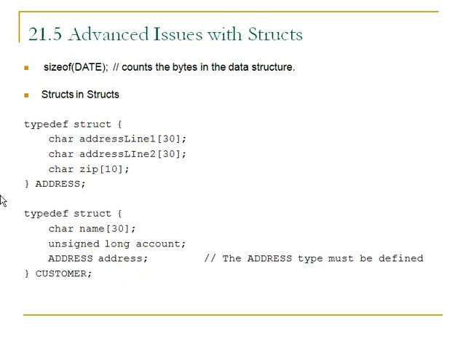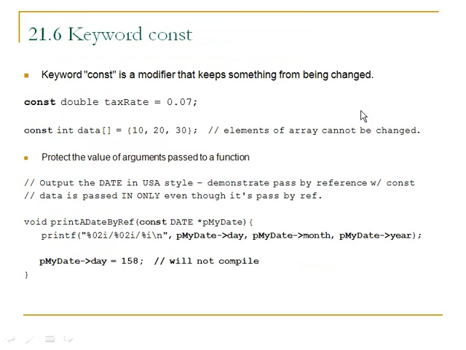These can become arbitrarily complex. You can use your own data types however you would use the primitive data types, including as component parts of newly defined data types. Okay, we haven't looked at the keyword const up until now, so let's look at that. The keyword const means that something is being kept from changing. So in this first example, const double taxRate gets 0.07.